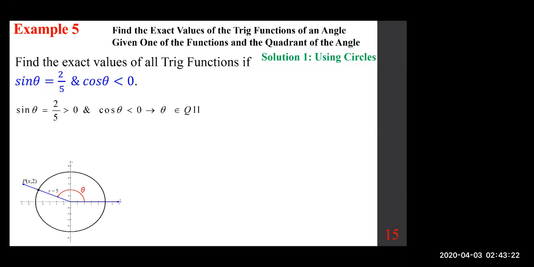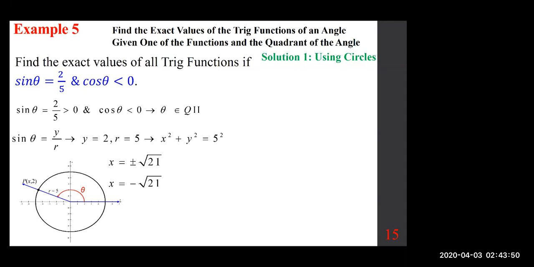So you go through the process and you find x to be plus or minus the square root of 21. Which one are you going to use? Minus square root of 21, right? That's what I mean by understanding the quadrant and what happens in each quadrant. X is negative. You're in the second quadrant.